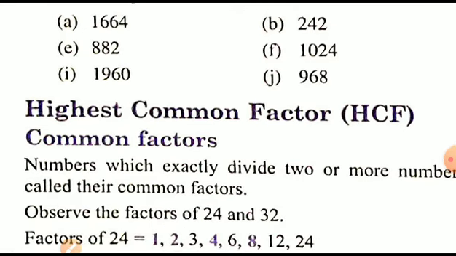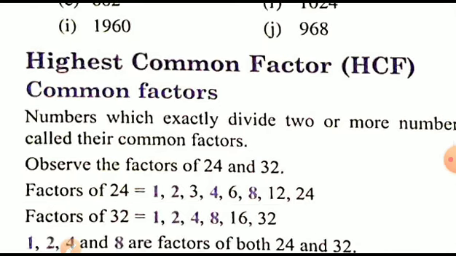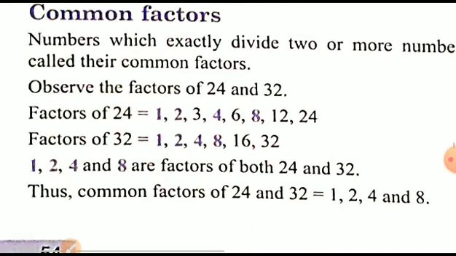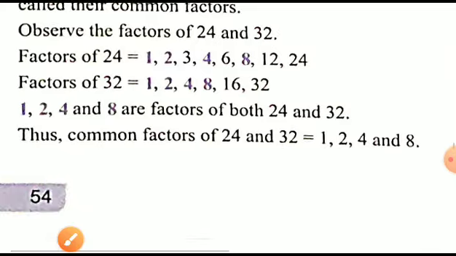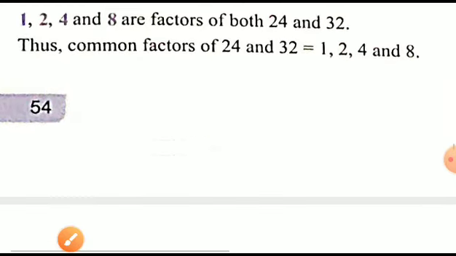Now children, the second topic is highest common factor. It is also known as HCF. Here we have to find only common factors. Now see, the factors of 24 are 1, 2, 3, 4, 6, 8, 12 and 24. The factors of 32 are 1, 2, 4, 8, 16 and 32. Now take the common factors. Here 1, 2, 4 and 8 are the common factors in both. So the common factors of 24 and 32 are 1, 2, 4 and 8. Clear?